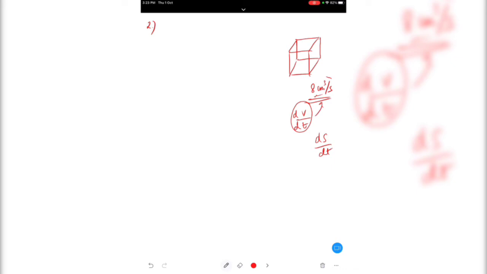It is dS/dt. Understood? How fast the surface area is increasing is dS/dt. So first thing, in order to design the question, what I will write here: the edge of the cube, let the edge of the cube be L centimeter. Can anybody tell me what the volume of the cube will be?